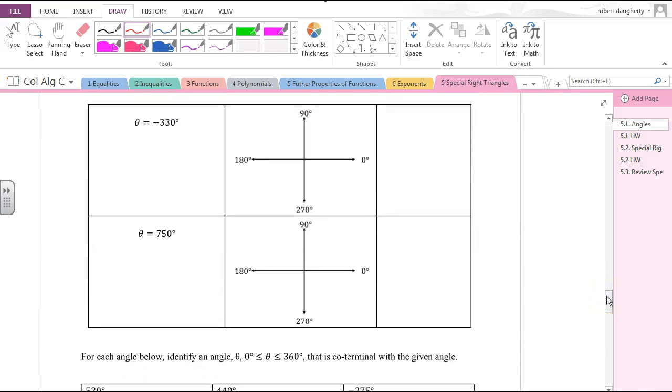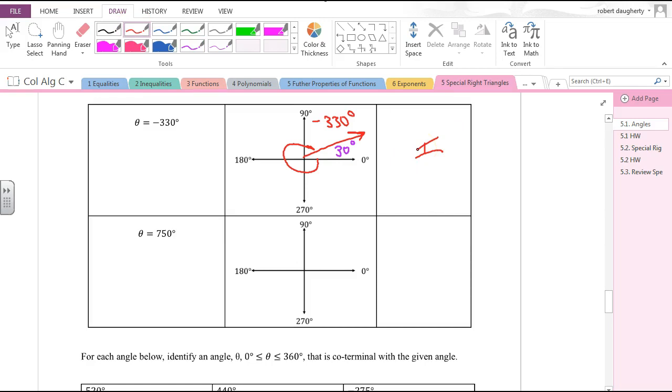Negative 330. Okay, what's a full revolution? 360. So this is almost a full revolution. So negative 330 starts over here, and how much shy of a full revolution is it? It's 30 degrees shy of a full revolution. So something like this. So that's negative 330. If that's negative 330, what is the angle from here to here? That's 30, okay? Because that would make it a total revolution of 360. So this final side is in what quadrant? Quadrant 1.